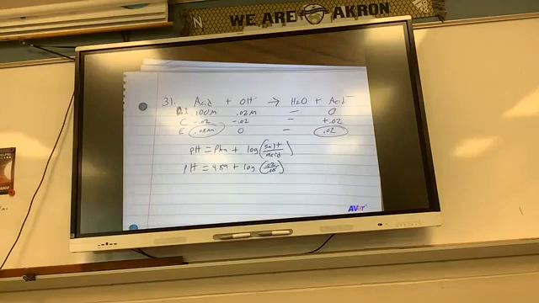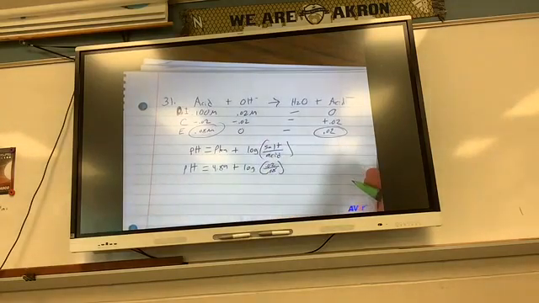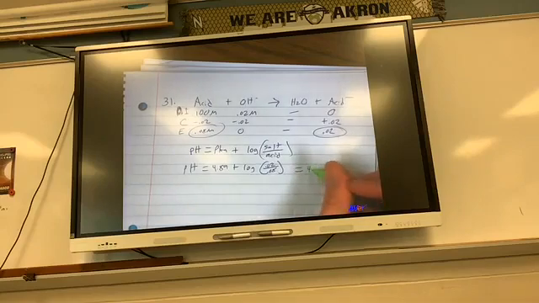So you put that in your calculator. Negative log, right? No, that's not a negative log. Just log. In the Henderson-Hasselbalch, just a regular log. Cool. So on 31A, I got 4.29.